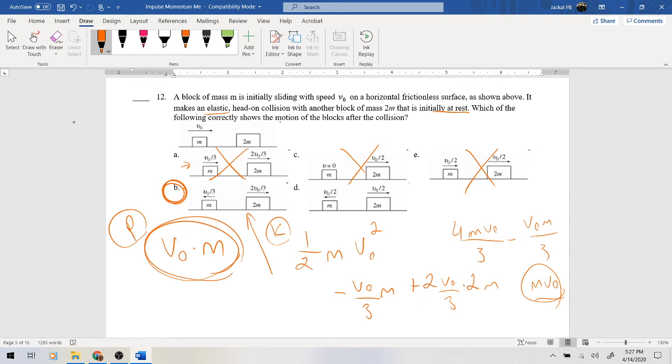All right, this is the answer. You can just go like that, but besides that, there was another equation that combines conservation of kinetic energy and conservation of momentum. I remember I gave you that equation, so you can use that equation and solve it mathematically.